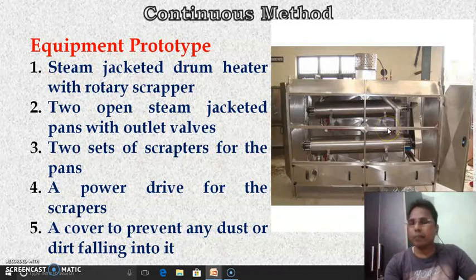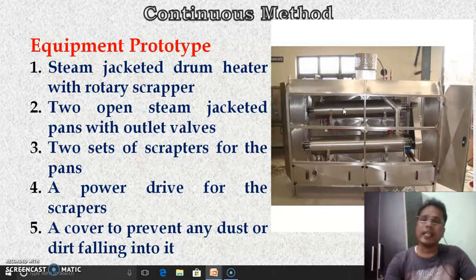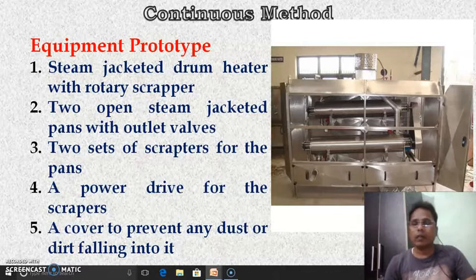So in this method also, as in the previous method, the same principle is used. Milk is continuously supplied to this system, and it is continuously heated. When the milk thickens, it is then provided to the second jacketed pan, and in this again the maximum moisture is evaporated by using the steam.